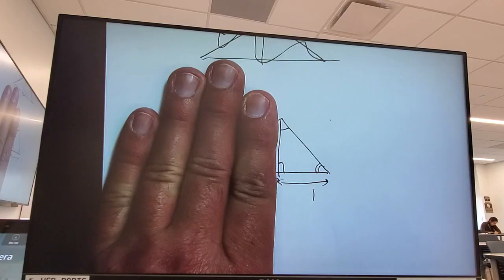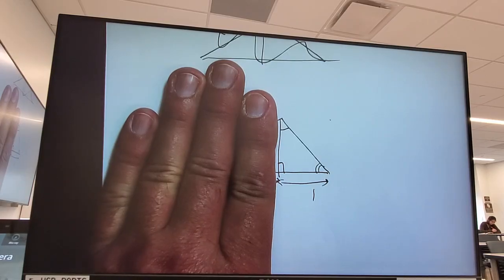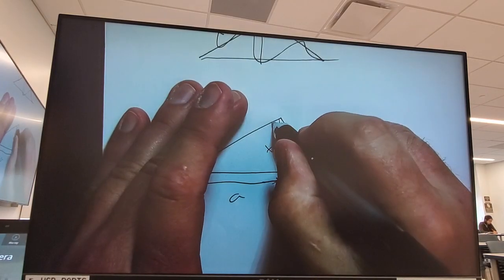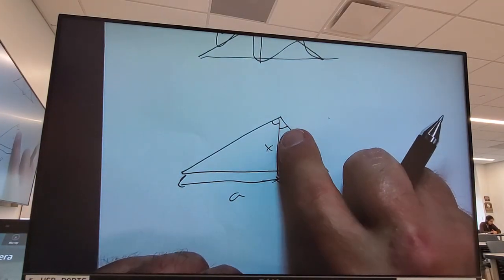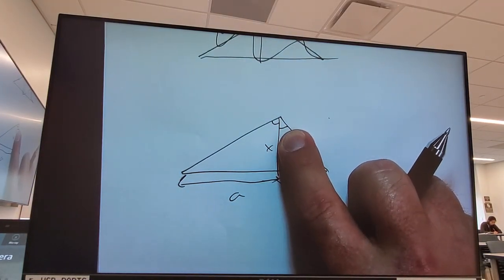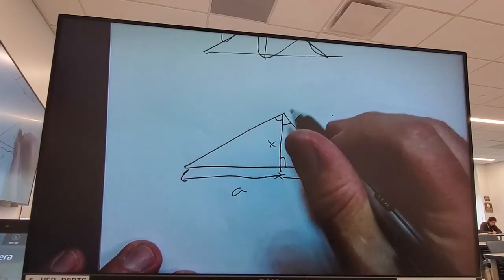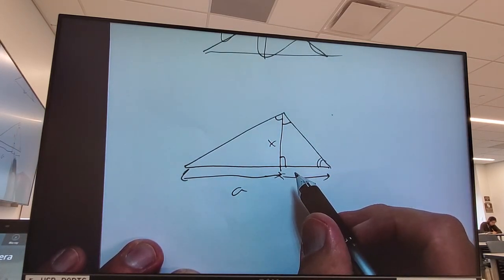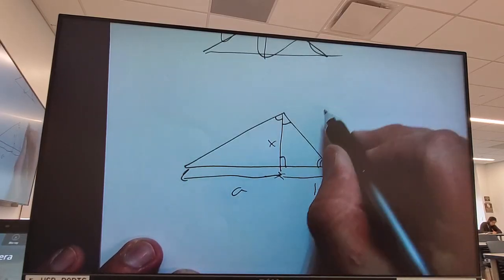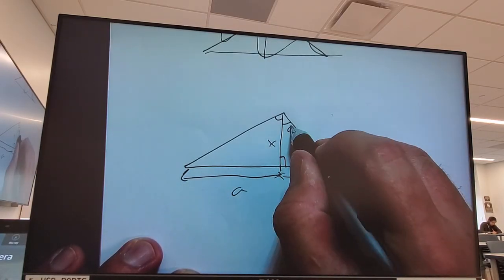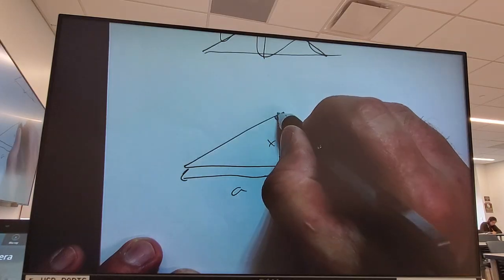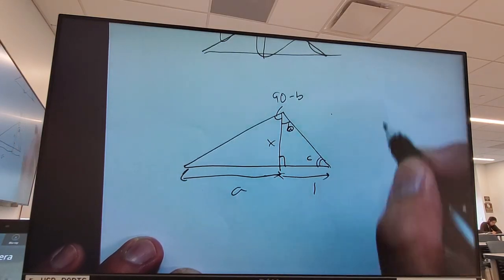So what's true about the other two angles? They must add up to be... all three have to add to 180. So the other two that aren't the 90 have to add up to be 90. Okay, good. This angle is 90 minus this angle, because I told you this whole thing is 90. So if I call this B and C, this one would be 90 minus B.